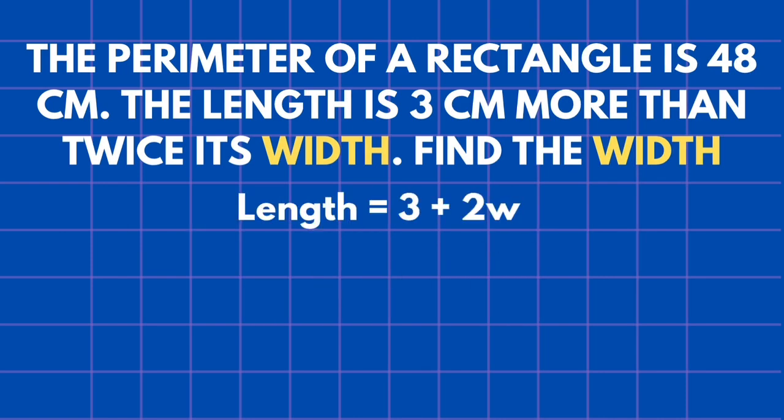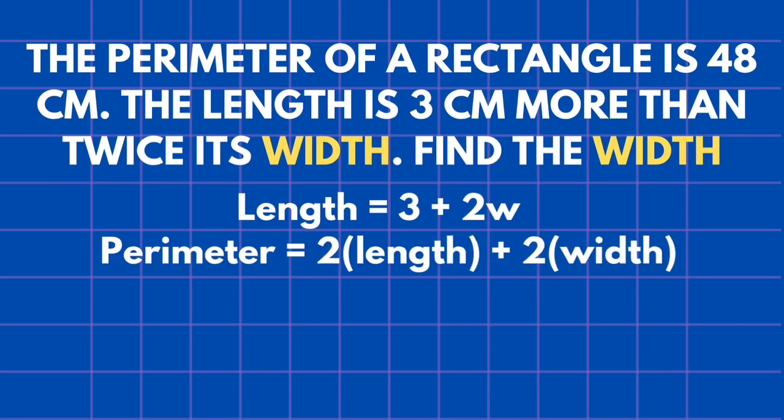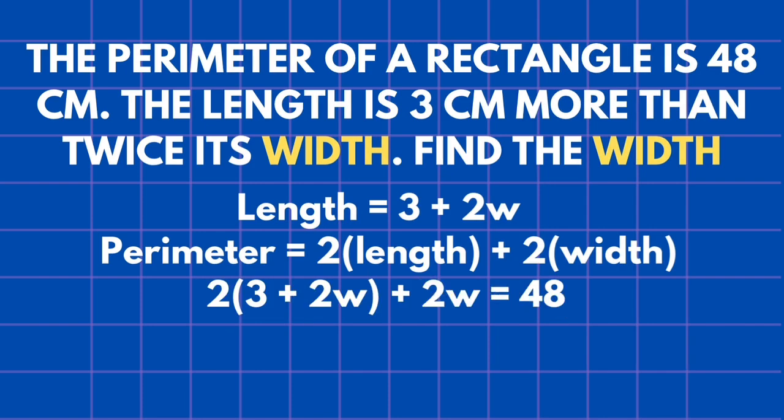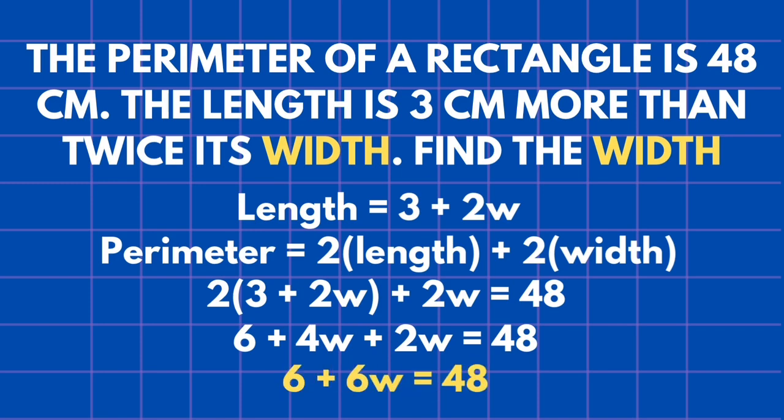Step 2 is write the equation. In the problem, it says the length is 3 more than twice the width. So we can find an equation representing the length to be 2w plus 3. Now, going back to geometry, we know the perimeter formula is P equals 2 times length plus 2 times width. Now we can plug in what we know. We can plug the length formula into the perimeter formula and then simplify it to receive a final formula of 6 plus 6w equals 48.